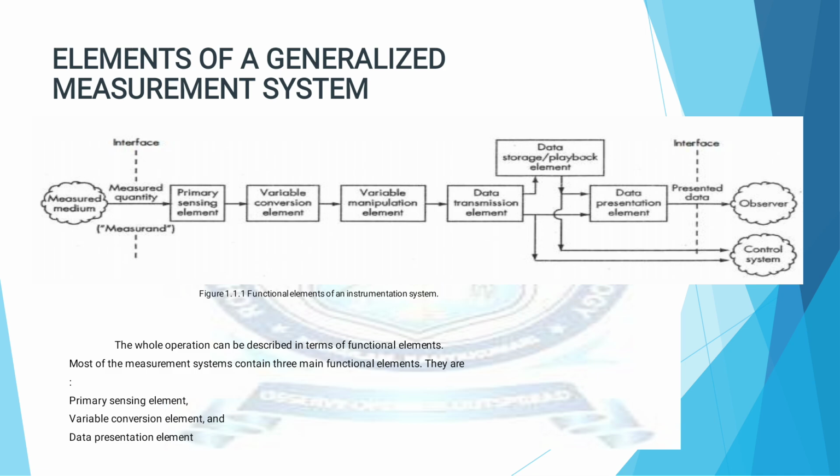First we can see about the primary sensing element. The primary sensing element is the first component that comes in contact with the quantity being measured. So it detects the physical quantity, and a transducer is commonly used in this stage. This transducer will convert the physical quantity into an electrical signal. For example, temperature, pressure or displacement can be converted into an electrical signal for further processing.